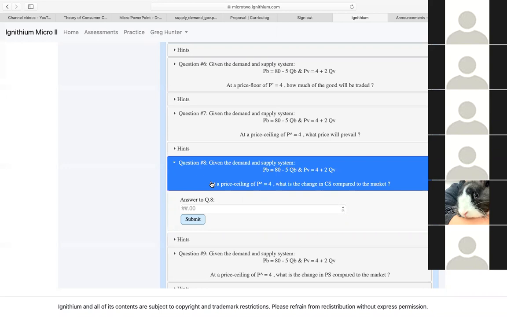Okay, and in that way, you can calculate what's going to turn out to be a loss in consumer surplus. So you have to do both of them.